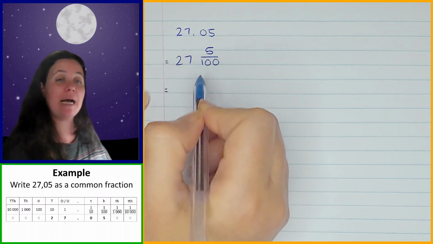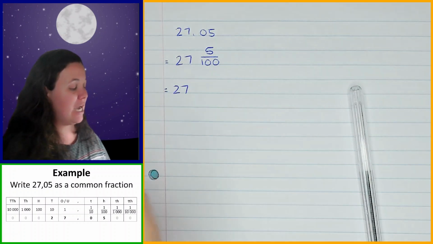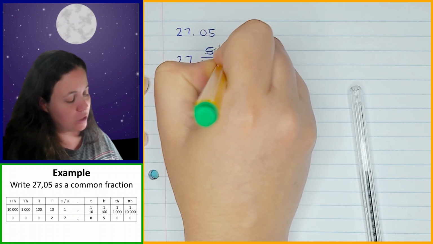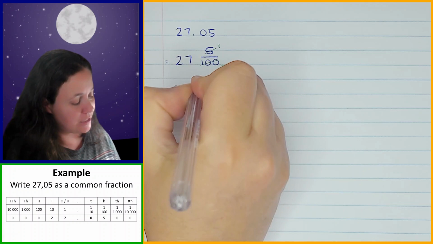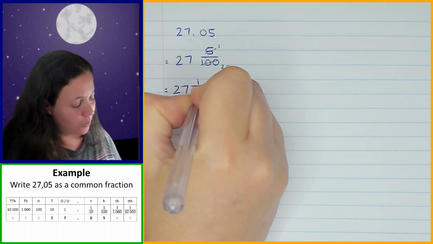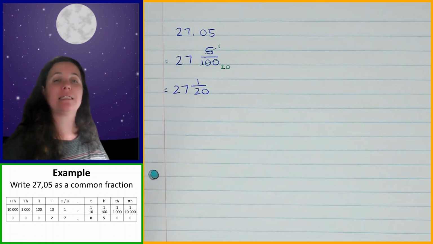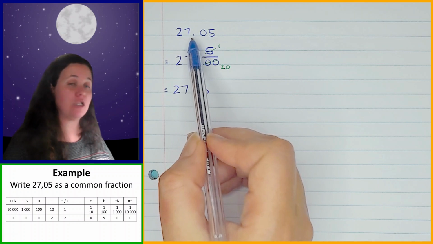And now in this case, I can simplify that. So the 27 is going to stay as it is, but this 5 over 100 I can simplify. 5 goes into there once, 5 goes into there 20 times, and that leaves me with 1 over 20. So this is 27 and 1 over 20. Okay, so that is one way of doing it, to work with it as a mixed number because I've got a whole number in front of the decimal point.